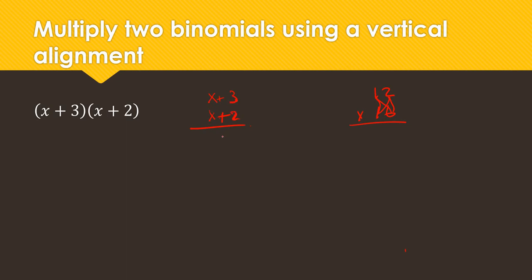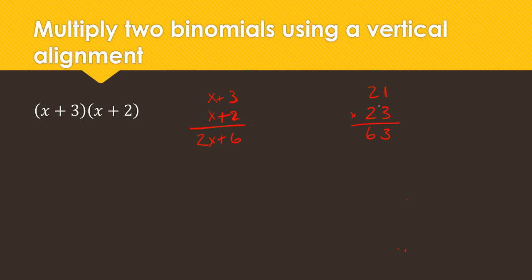So 2 times 3 is positive 6. 2 times x is 2x. And you notice that unlike when I'm multiplying numbers, when I multiply 3 times 1 I write 3, and 3 times 2 I write 6. I don't have to put a plus or minus between them, but when I'm multiplying terms of a binomial, I have to keep the terms separate.